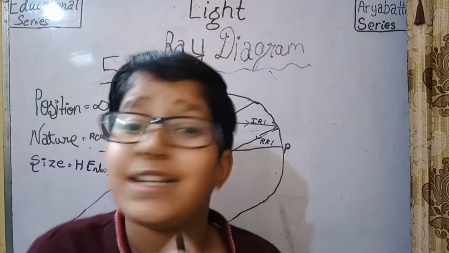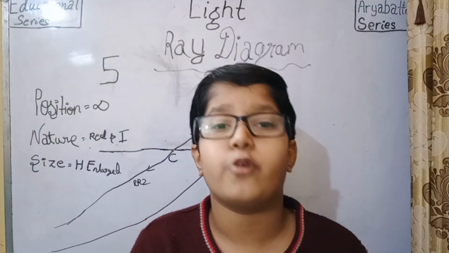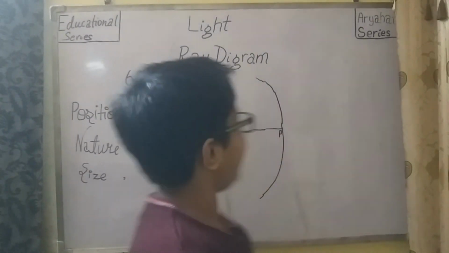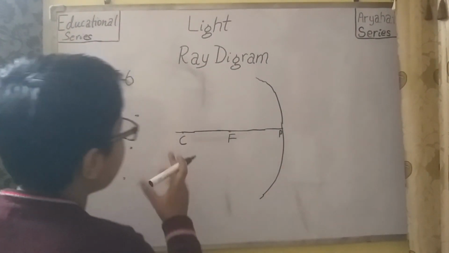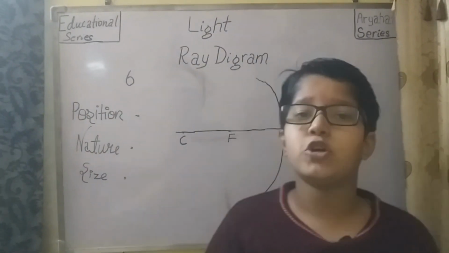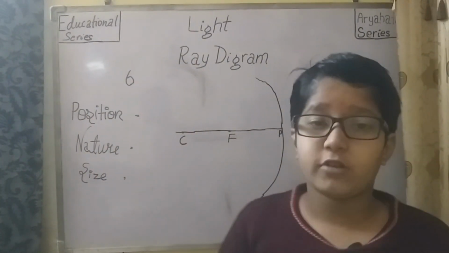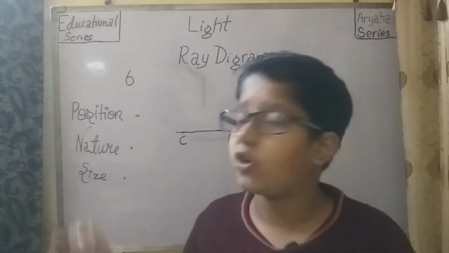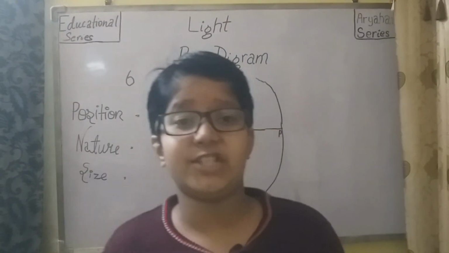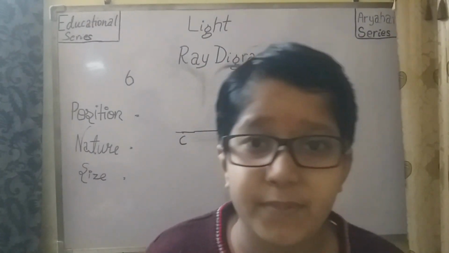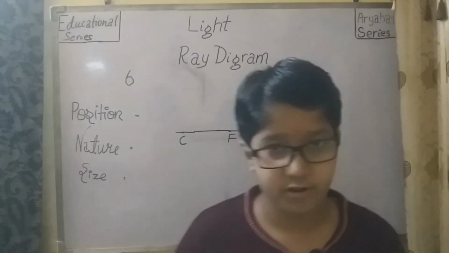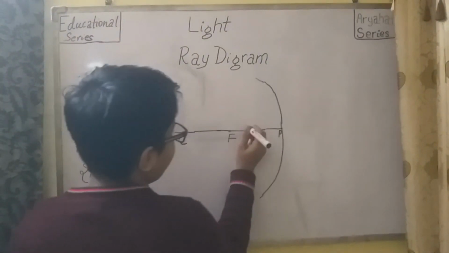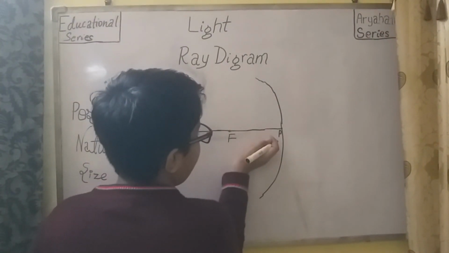Now let's see the sixth ray diagram, which is very peculiar and unique. This ray diagram 6 is the most unfamiliar compared to all the other ray diagrams of concave mirror. This is very strange and different from what usually happens in other concave mirror ray diagrams. Now the object is between the focus F and the pole P.